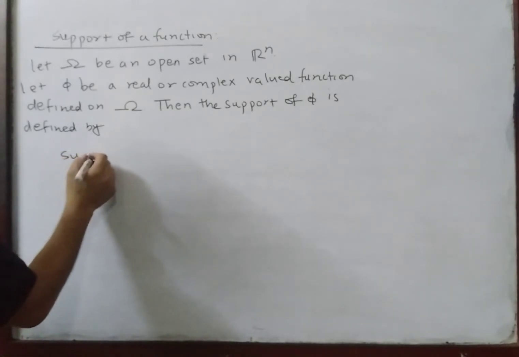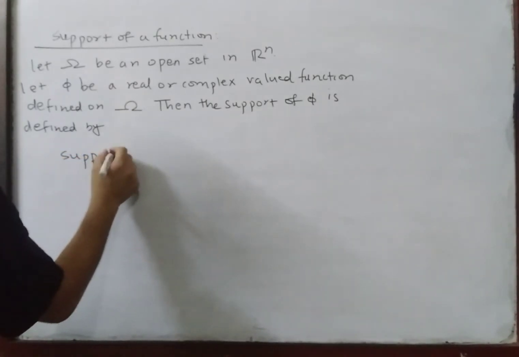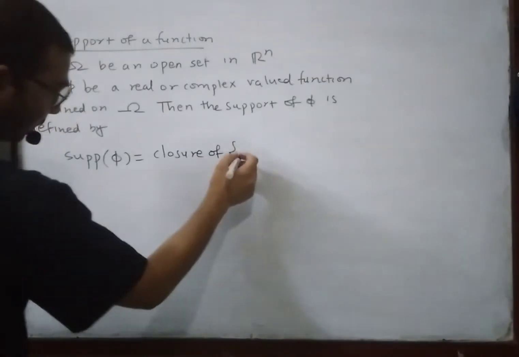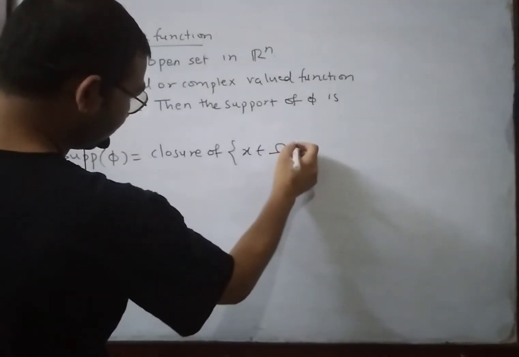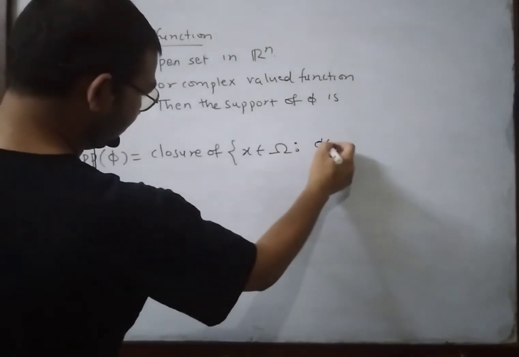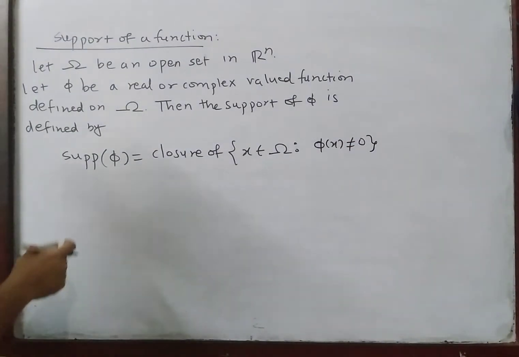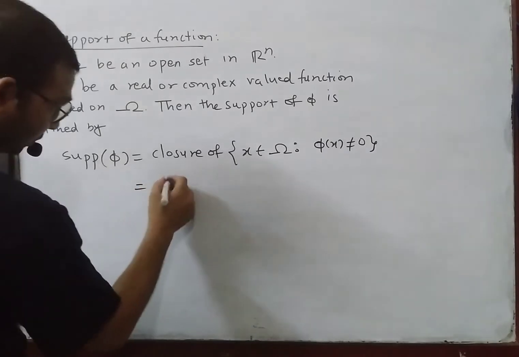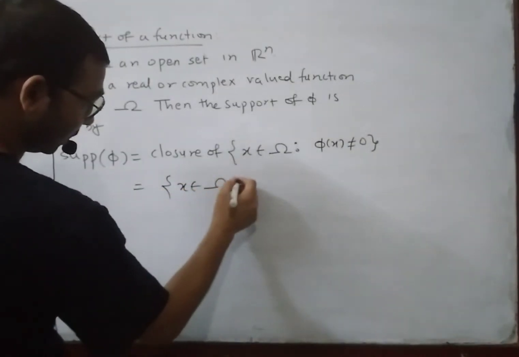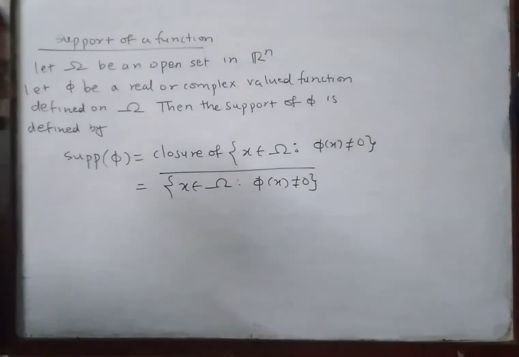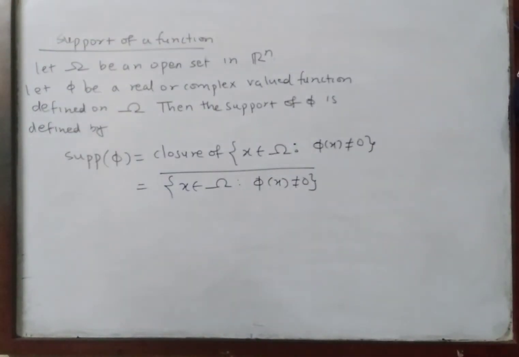it is denoted by supp phi, and it is the closure of the set of all x belongs to omega such that phi of x is not equal to 0, and we can write closure in notation. That means closure of the set of all x belongs to omega such that phi of x is not equal to 0.